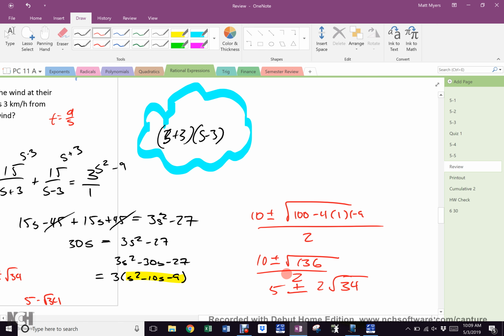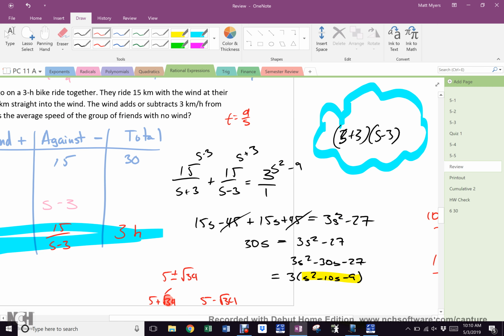Because it's not a 4 that comes out. It's 2 that comes out, because it's 4 times 34, yeah? Bring out the square root of 4, it's 2. 2 cancels. I get 5 plus or minus root 34. Right? Now, 5 minus root 34 is negative, because root of 34 is more than 5, because root of 25 is 5. Can I have a negative speed? No. So the negative one is gone. So what's the answer? 5 plus root 34.